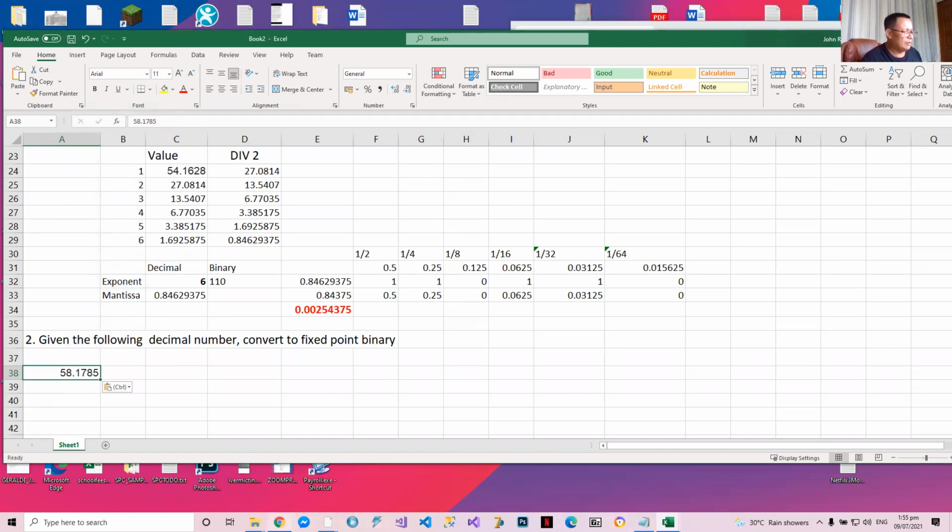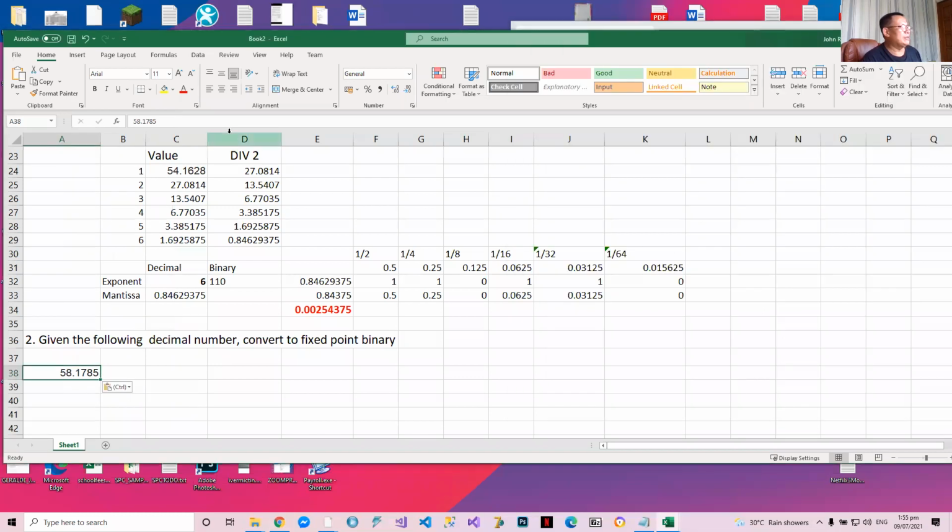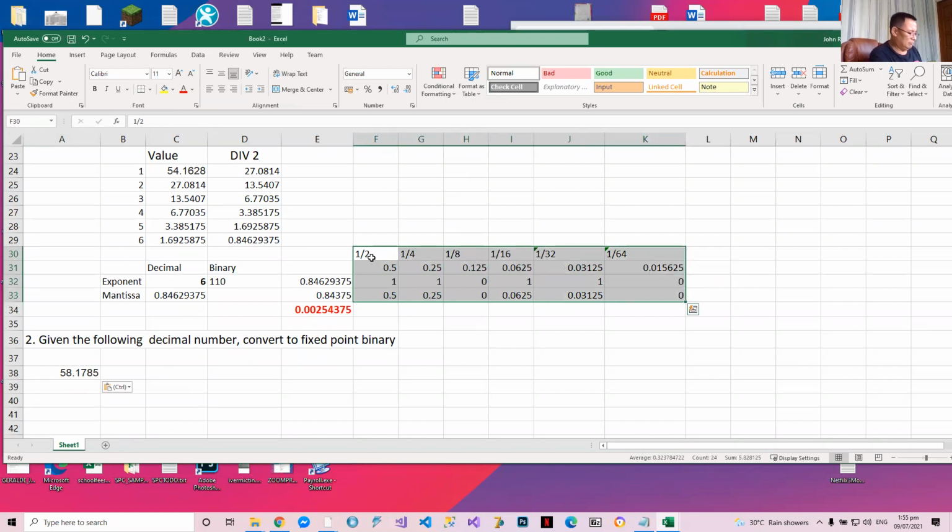$58 ba? 54. 58 pala, no? I just copied it and it's copied as a number, so it's okay. Now, this is not enough. We'll just copy this because 58. We put it here somewhere.